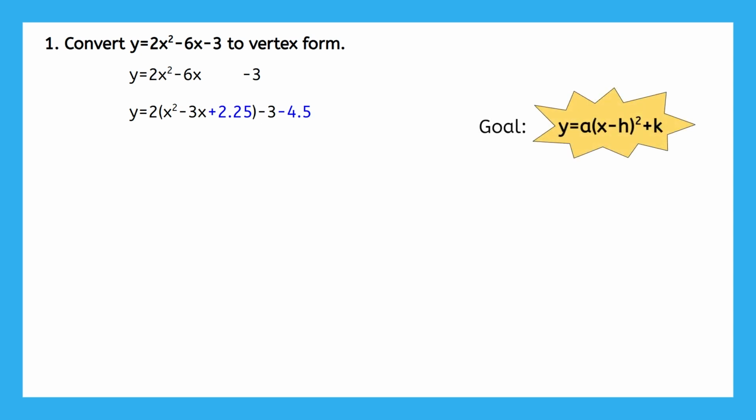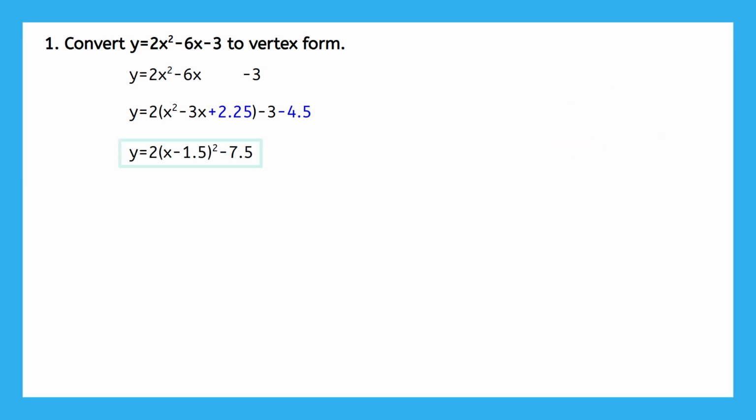Remember our goal. Can you make this look like vertex form now? We need to write our completed square as a square and combine the constants like this. And there we go. This is the same vertex form we got when using the other strategy we talked about earlier. Using this approach, we're able to keep y isolated through the entire process. It's completely up to you whether you prefer this method or the previous method.